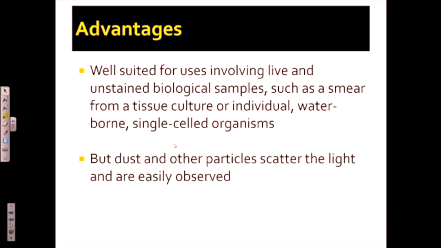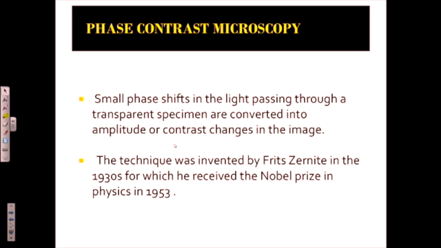It is well suited for uses involving live and unstained biological samples, like a smear from a tissue culture or individual waterborne or single-celled organisms. But one limitation of dark field is that dust and other particles can also interfere. Because of the lack of a primary image, sometimes you can't differentiate between what is an organism and what is a dust or a hair or some fiber kind of particle. So that's another thing. Moving on to the next one, which is phase contrast microscopy.